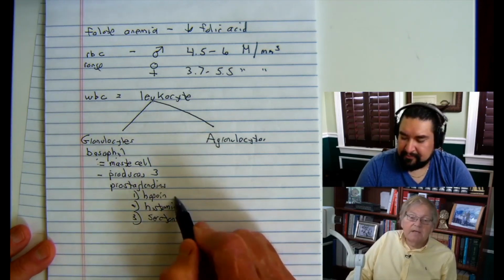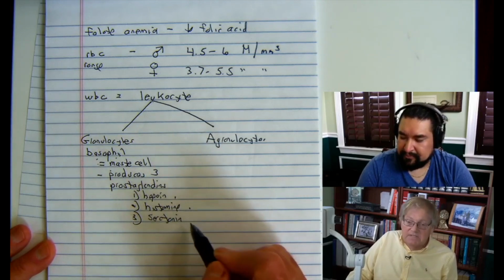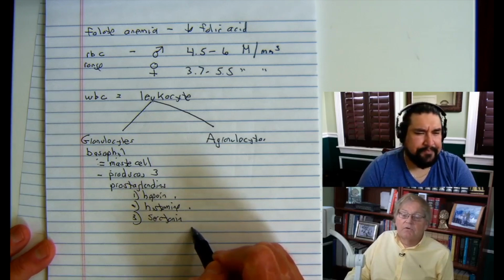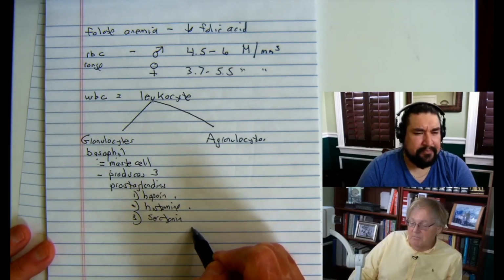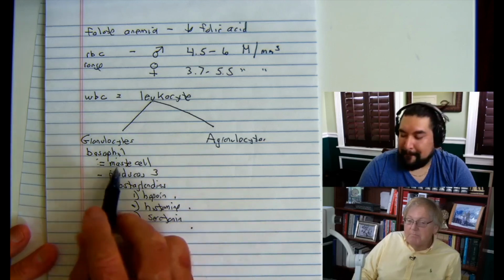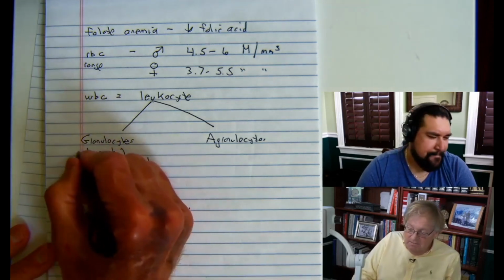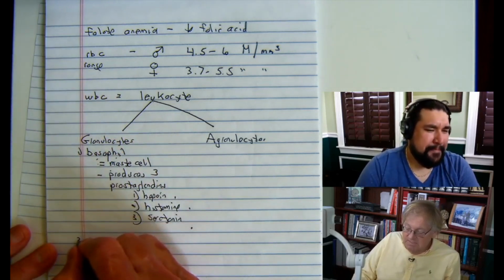Heparin, anticoagulant; histamine, inflammation; serotonin, just think of serotonin as a chemical messenger. When you think of an SSRI like Prozac, a selective serotonin reuptake inhibitor. So that's my one, basophil. What's the second of the granulocytes? Well, that's going to be an eosinophil.